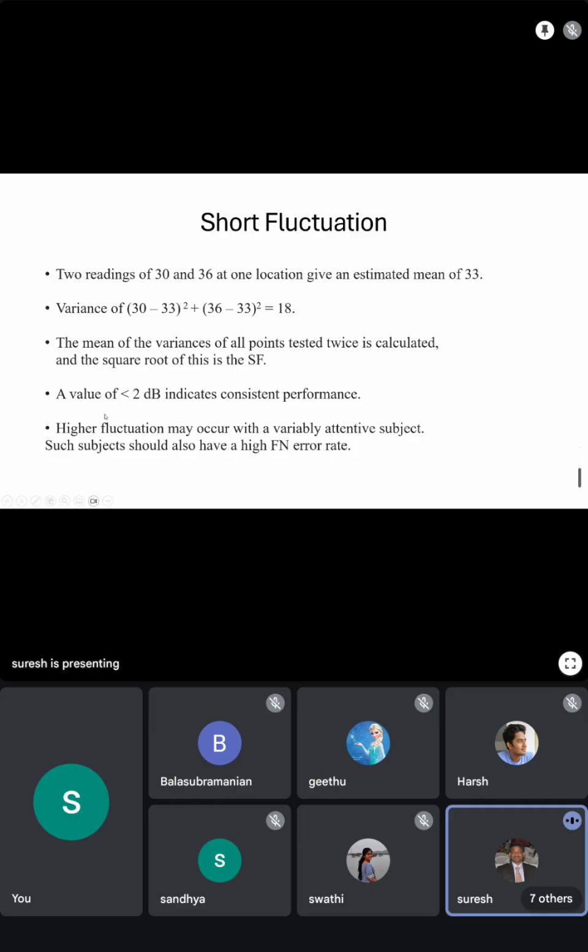A value of less than 2 decibel means there is consistent performance. Anything higher means the patient is not attentive, because even during the test there is more than 2 decibel of fluctuation. Understood? That is how we have to take it. So what do you call a long-term fluctuation?